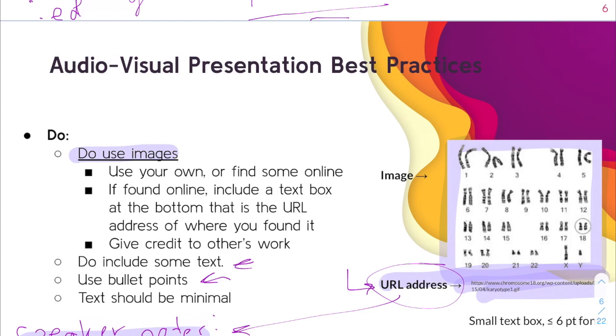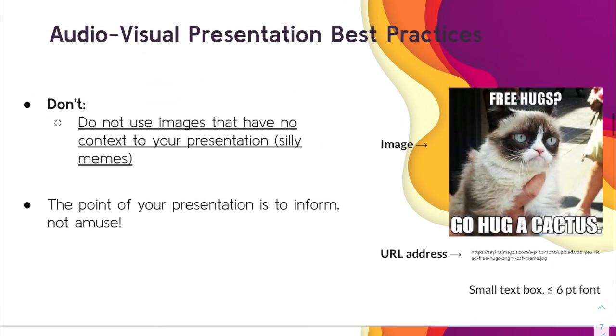Include some text. You want to include bullet points. You don't want paragraphs. Text should be minimal: bullet points with the main topics, the main points that you're going over. Then you can utilize your speaker notes if there's something that you want to make sure that you say during your presentation, especially because you're recording it. You can type in the speaker notes and that will be there for you while you're presenting, depending on what format you're using. Okay?